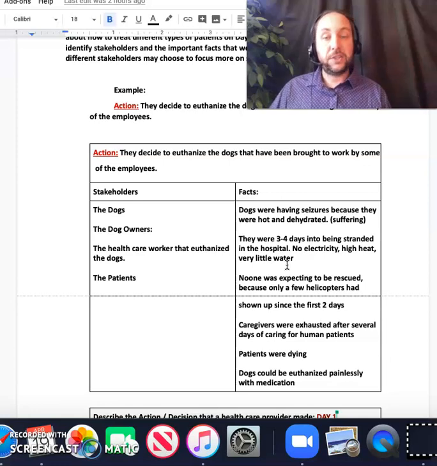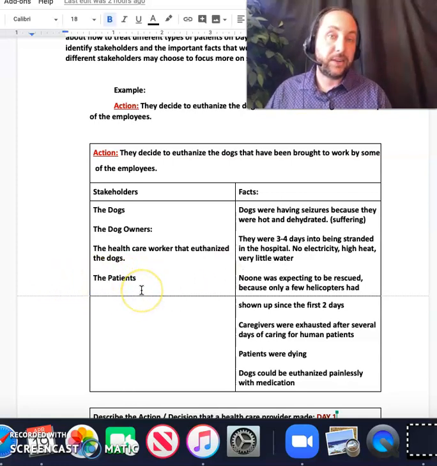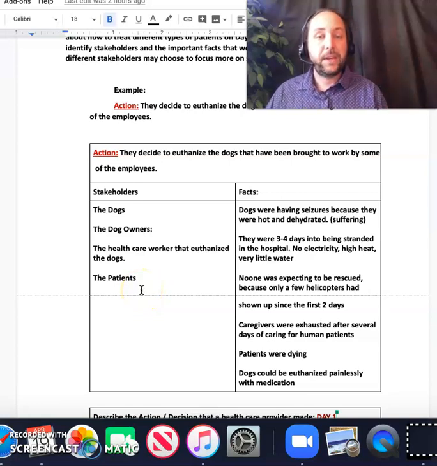So what were the facts? The dogs were having seizures because they were being dehydrated. They were giving the patients water instead of the dogs. And so the patients are a stakeholder, right? If you're going to keep the dogs alive, then the patients are going to suffer more.